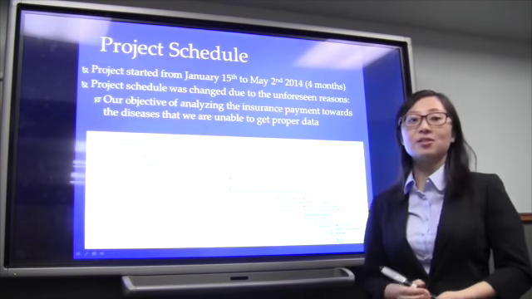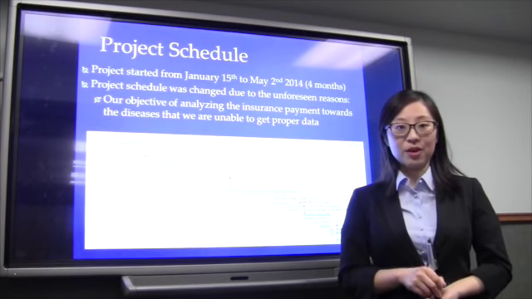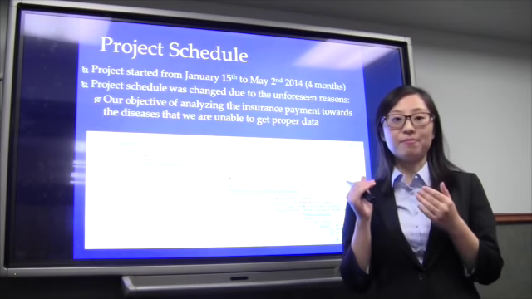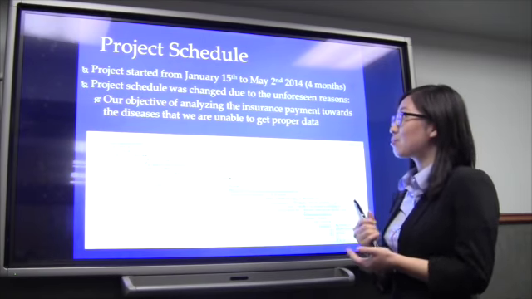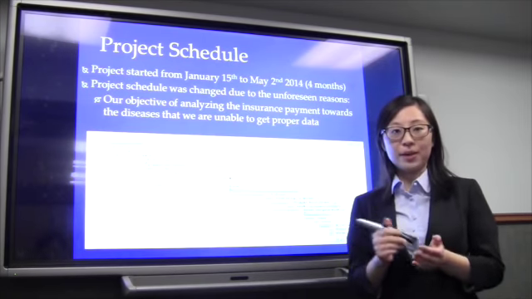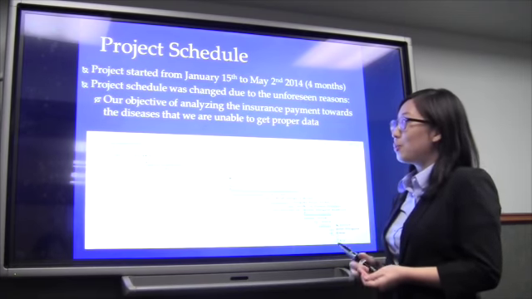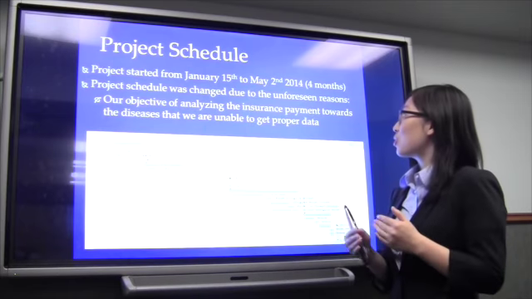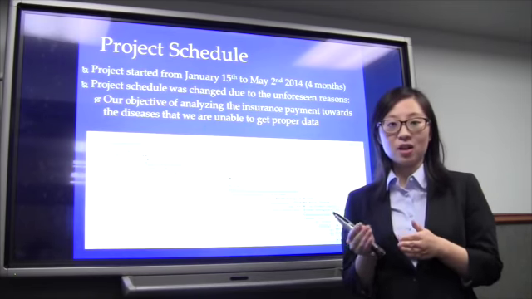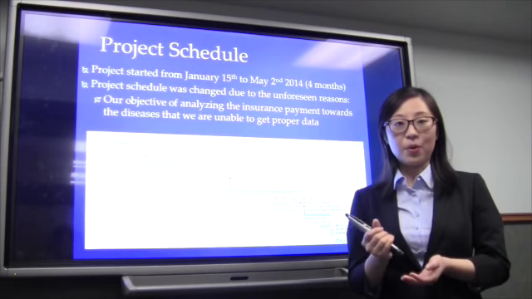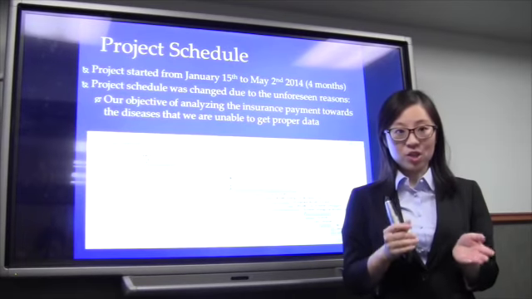Okay, the next slide is the schedule. We started our project on January 15th and want to finish before May 2nd, which is 4 months. During the 4 months, we made some changes to our schedule because of an unexpected reason. In the first deliverable, we talked about the insurance payment towards the disease. However, we can't get this part of the data. So in the second deliverable, our objective will focus more on the Medicare coverage instead of that.